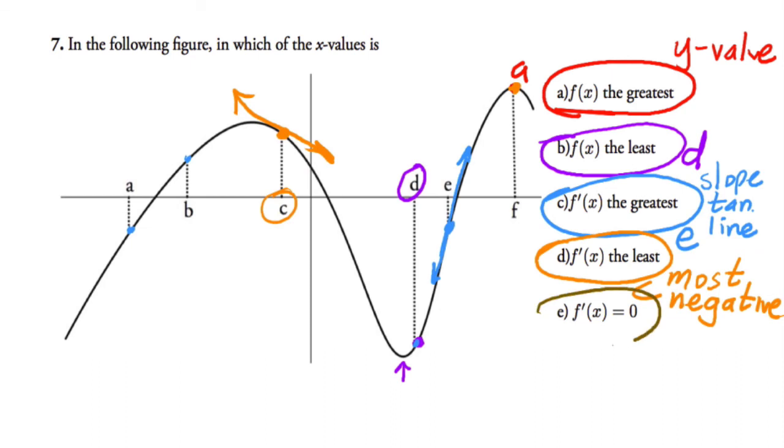Okay, and then where is the derivative equal to 0? Out of these choices, it would have to be right here at point F, because the slope of the tangent line is 0. Now, of course, there's also this point, and also this point where it's 0, but out of these choices, it would be F.